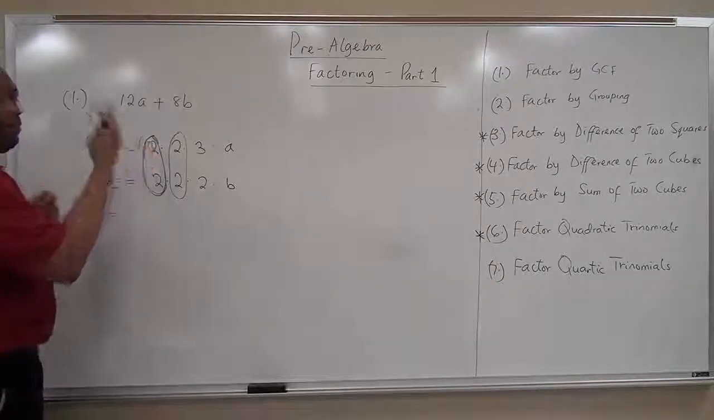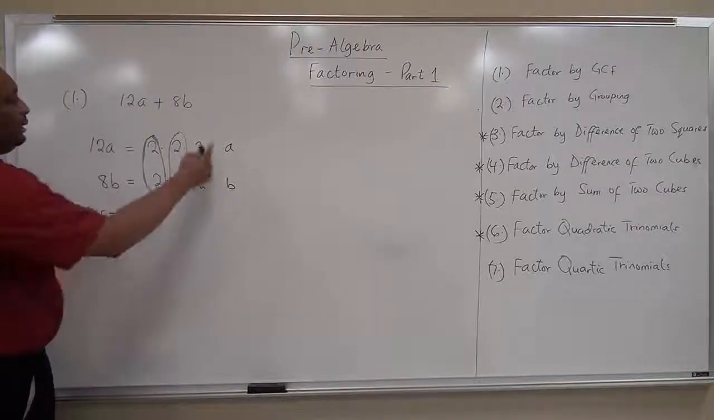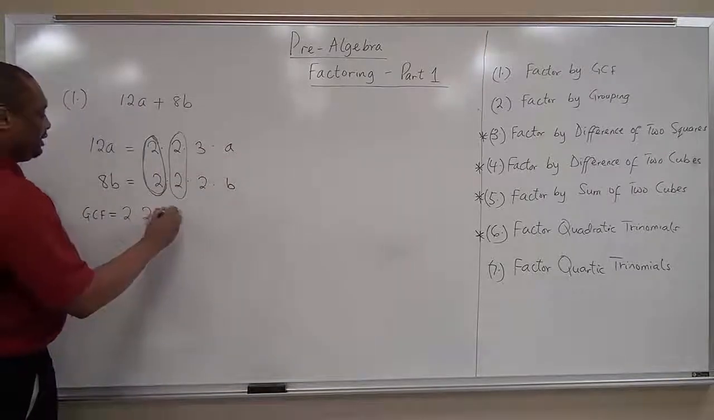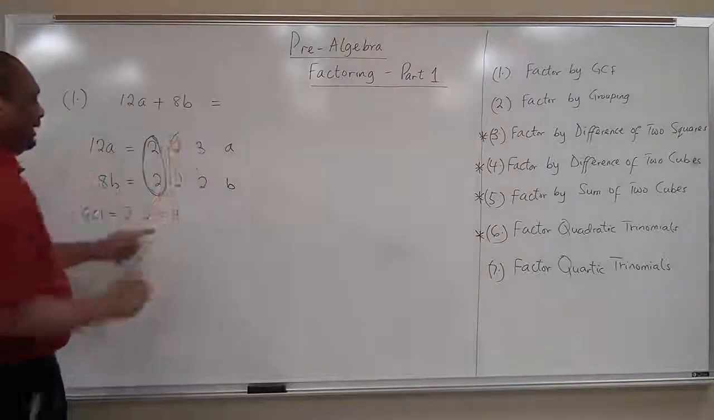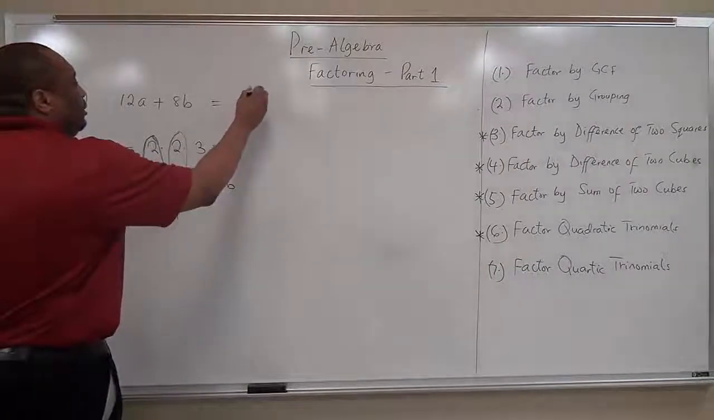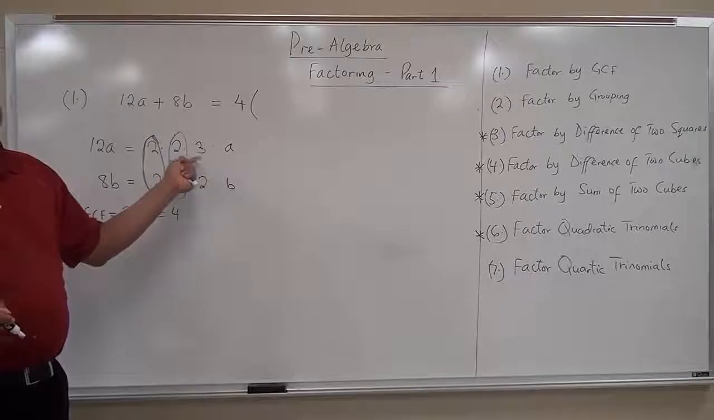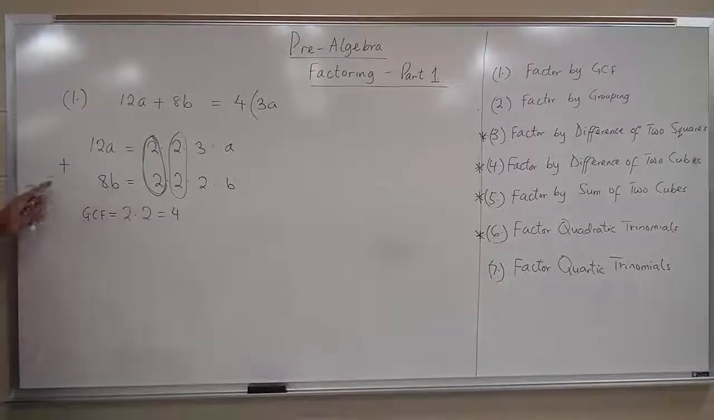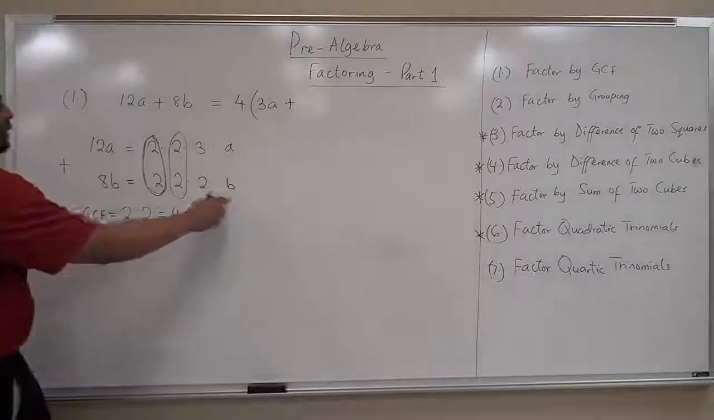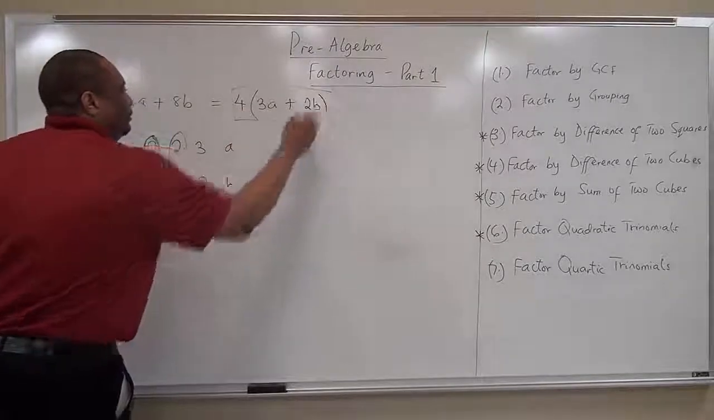If it's common on both of them, we count it one time. 2 times 2. This A and B are not common anymore. So the GCF is 4. If you want to split it up, you now write 4 and parentheses. What is remaining here? 3A. Then plus, because this is plus. 3A plus, what is remaining here? 2B. And this becomes your answer right here. That is it.